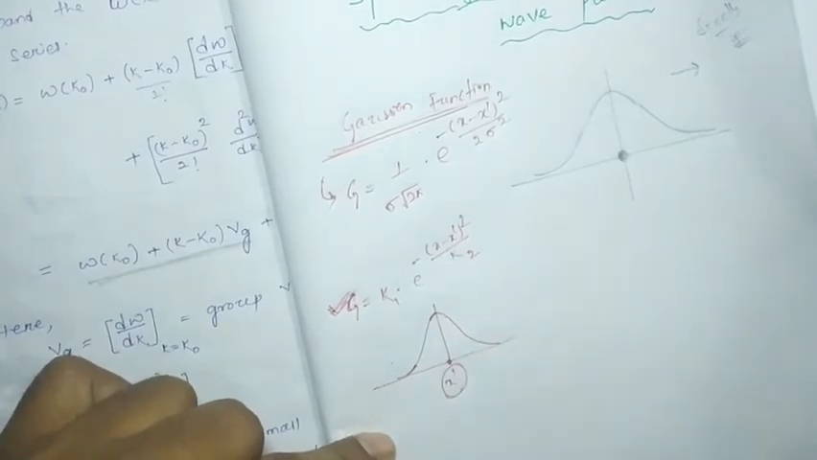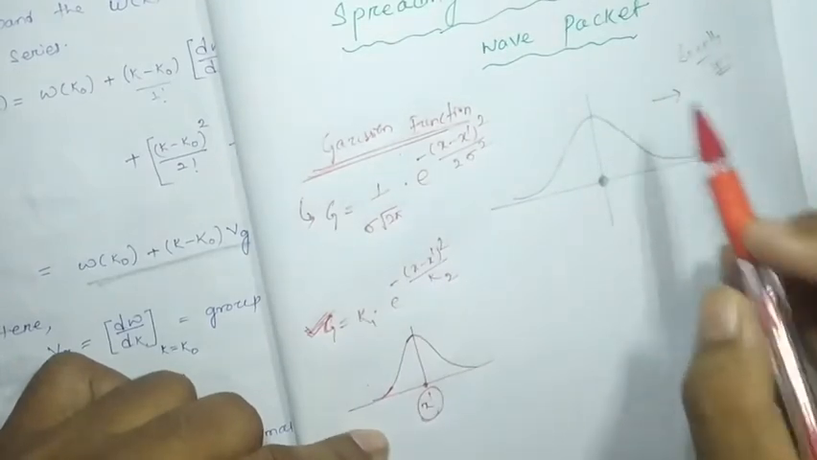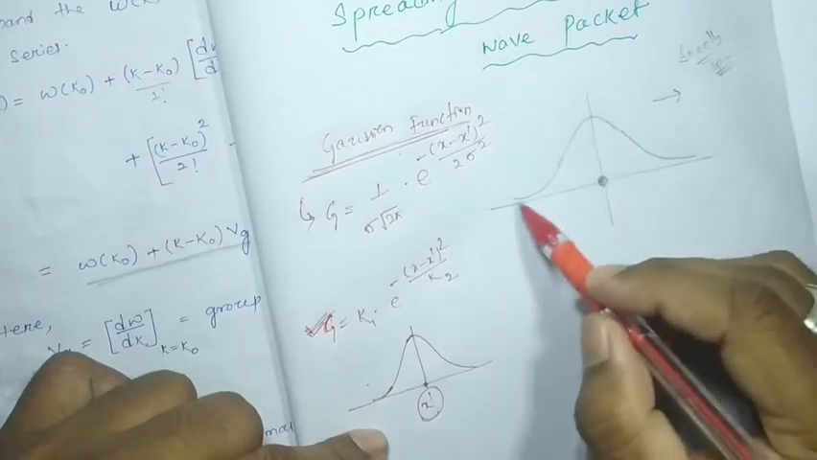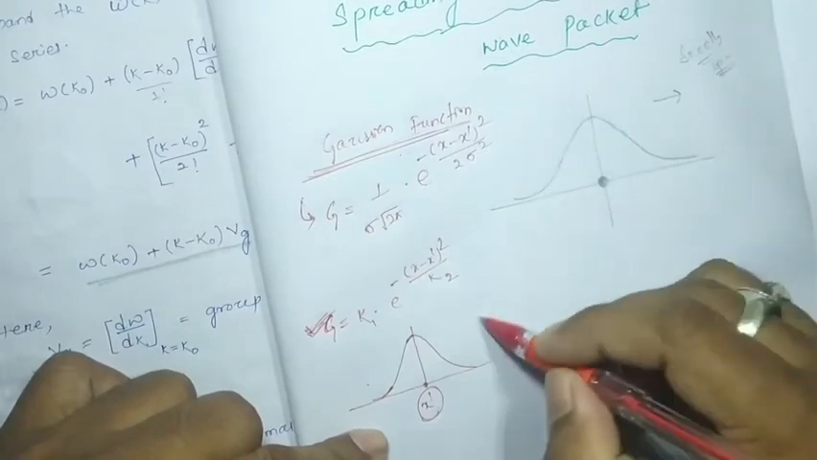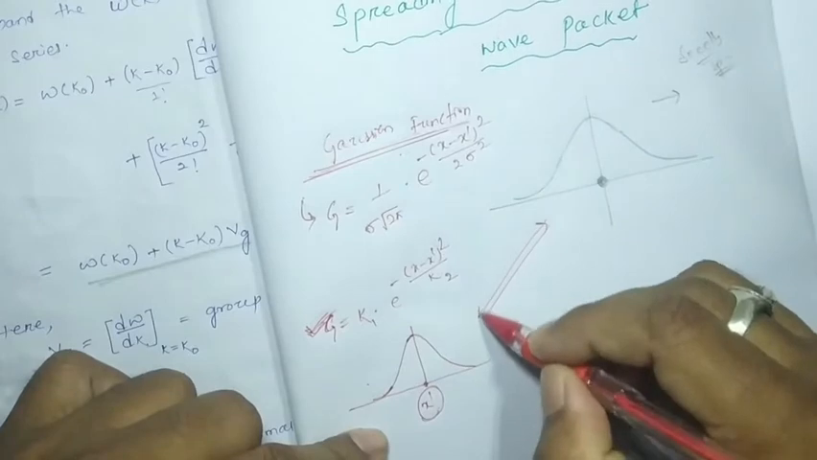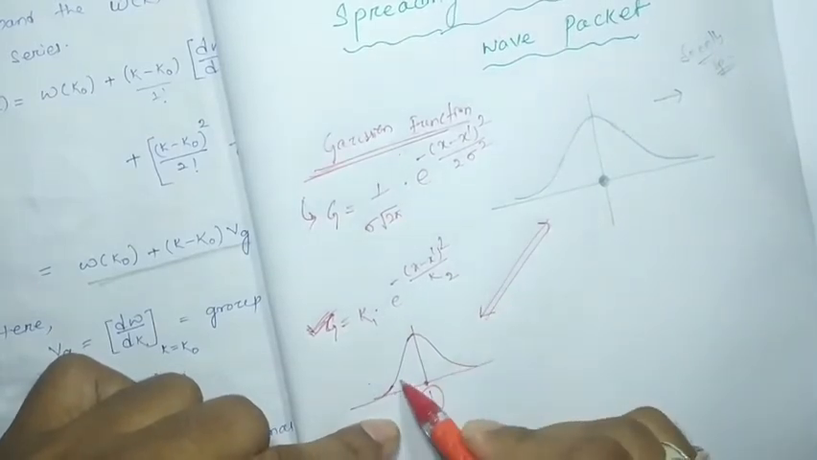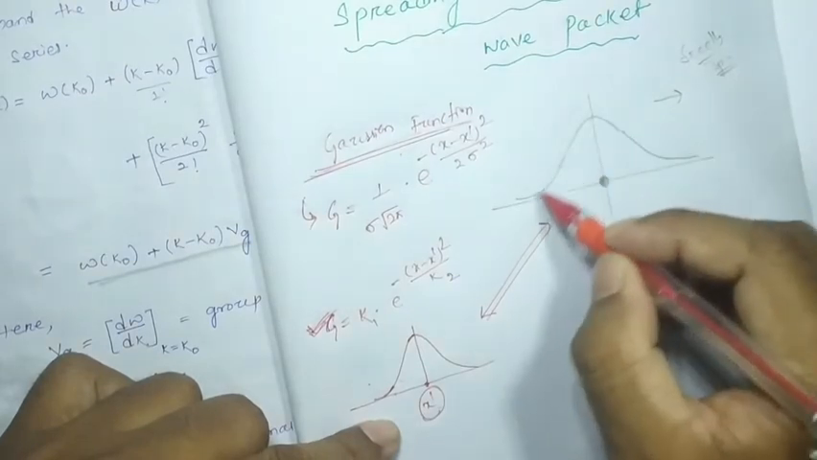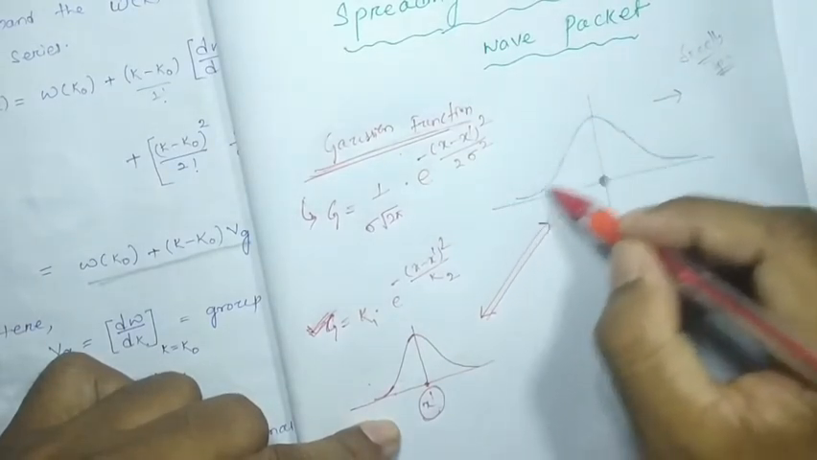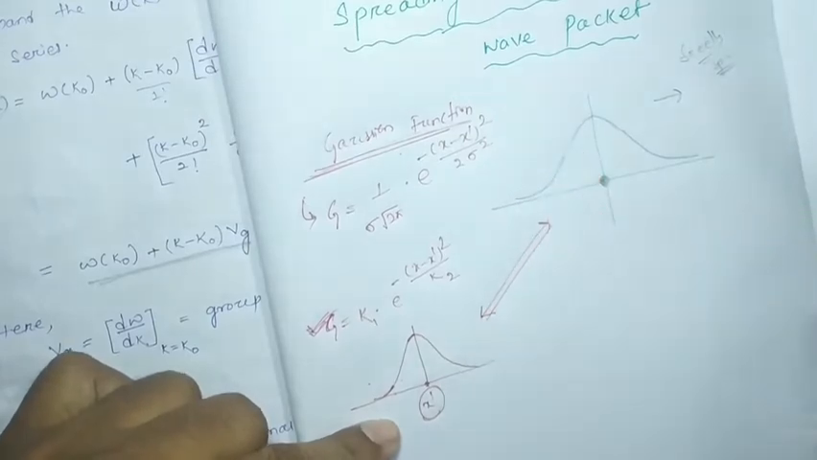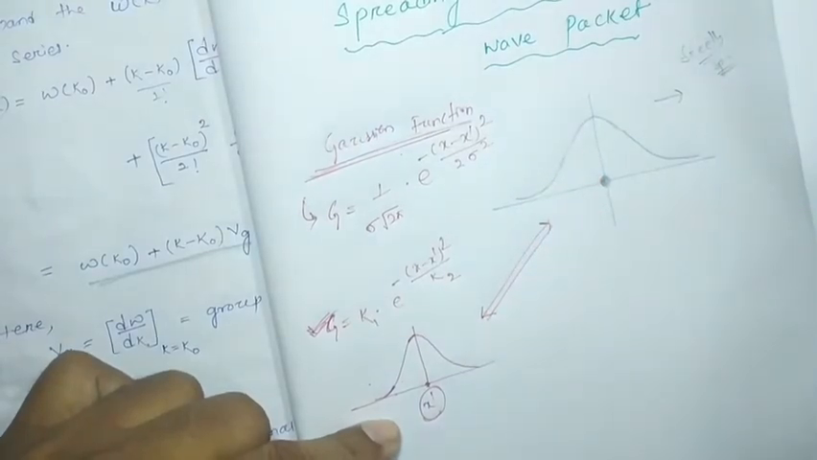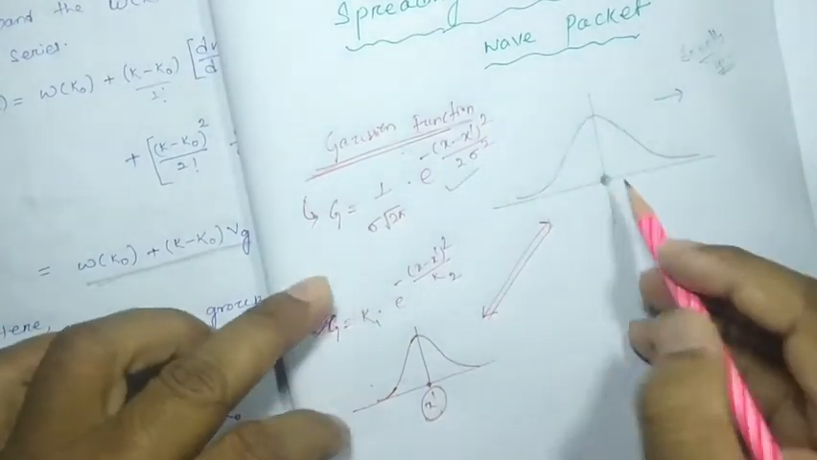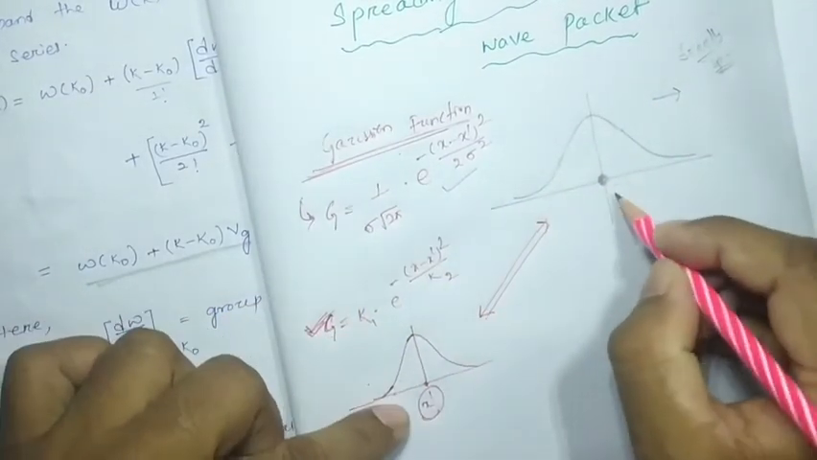Okay, so now here the wave packet, or the so-called real part of the wave packet, has a similar structure or shape to the Gaussian wave function. Now this peak, this real part of the wave packet, can be represented by the Gaussian function. That's it.